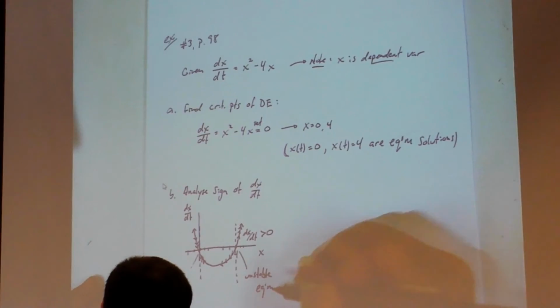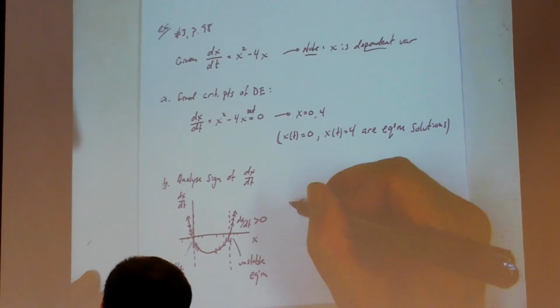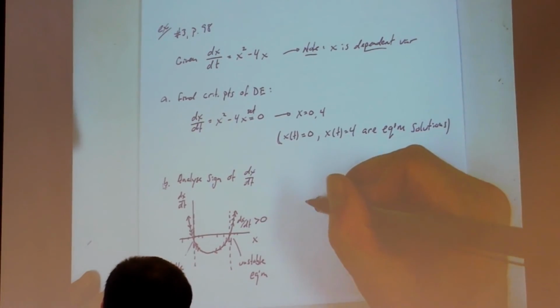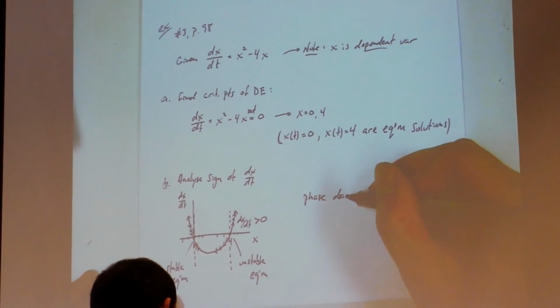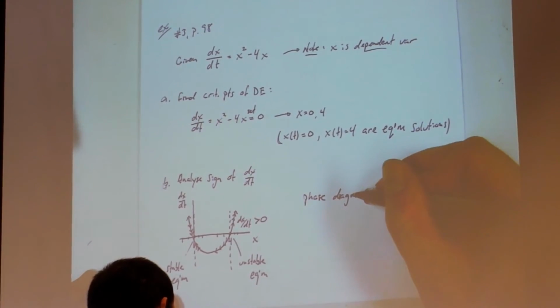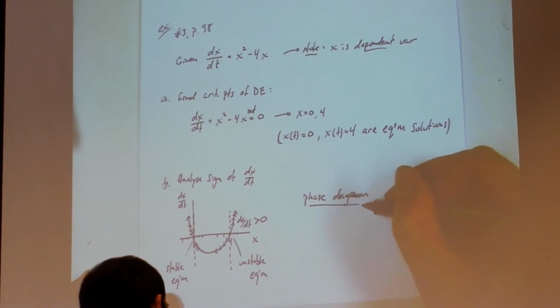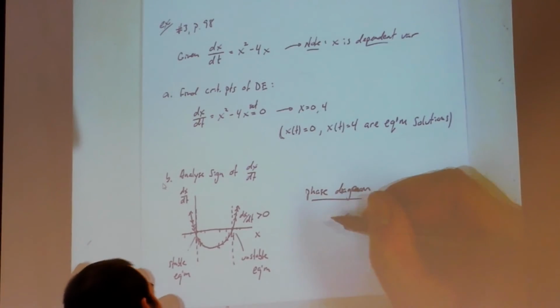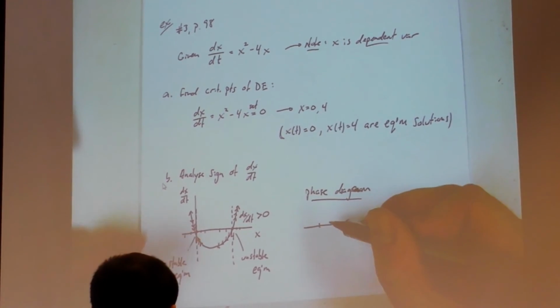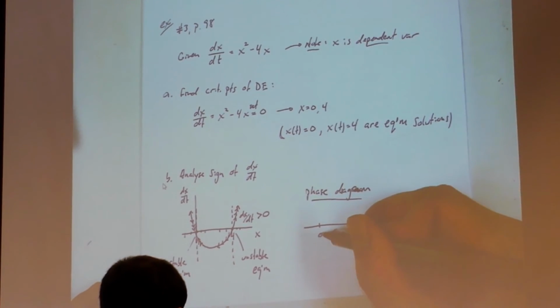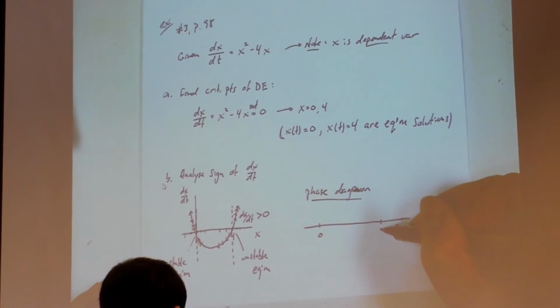Another way that the book does this is they create what's called a phase diagram. It's just a one-dimensional version of this graph. It's like a side chart. So here's just my x number line. It's literally just a one-dimensional number line. I'm collapsing this down. My critical points are 0 and 4.